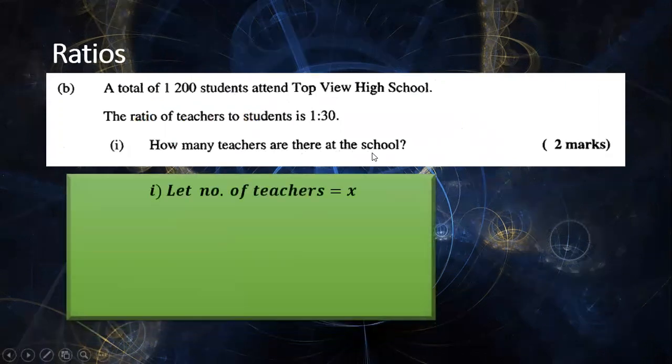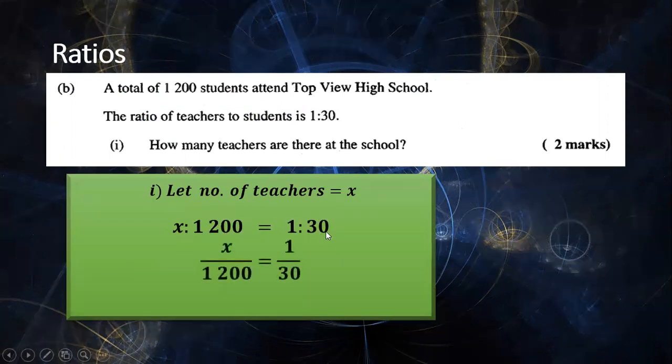Well, let's check it out. Let the number of teachers be X. So X to 1,200 is going to be 1 to 30. Hence, X over 1,200 is going to be equal to 1 over 30. So now we're going to simply make X the subject. So X is equal to 1 over 30 by 1,200 over 1, which is 40. Place this in the calculator as well, and you will get 40.